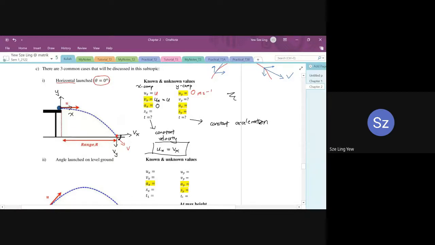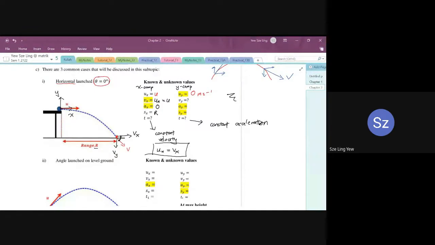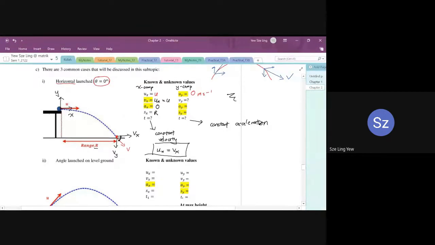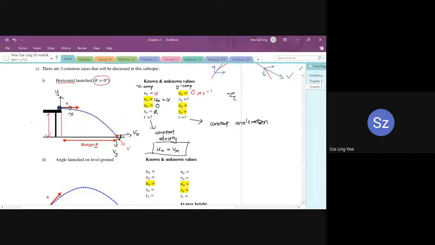Then x is just the range, your R. The time is still unknown because we don't have the value yet. Right? So there's something missing in the diagram. So this one is your h, the height.